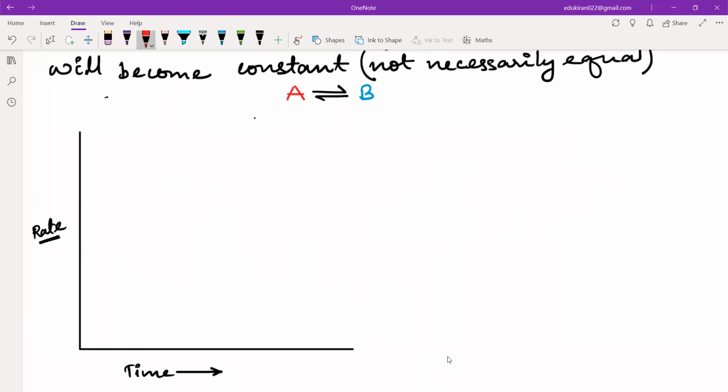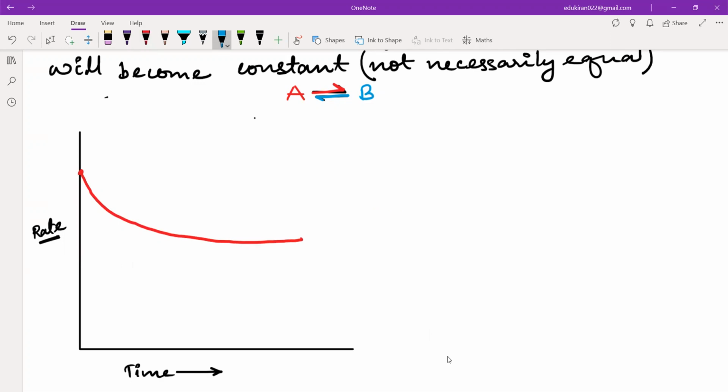Initially, when we only have A, the rate of reaction will be very fast, right? The A will be getting converted into B. So this is the rate of forward reaction, and the blue will be the rate of backward reaction. The rate of forward reaction will be very high, and slowly it will decrease, because the concentration of A is decreasing. That is why the rate of the reaction will also decrease, and it will get to some constant value like this.